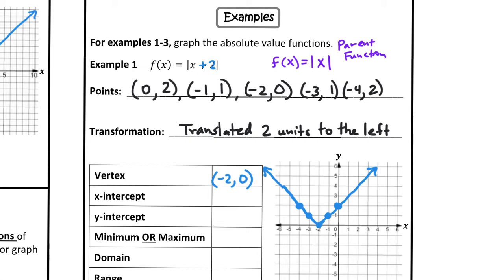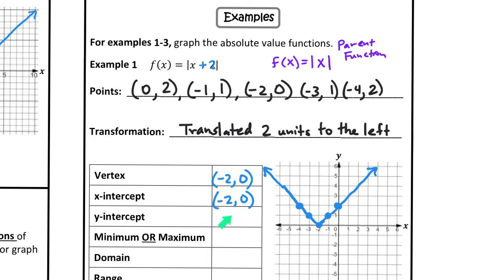Now some other things change, right? It's asking about the x-intercept. Where does the graph intersect the x-axis? Well, it's at the same location as the vertex, right? It hits the x-axis at the same location where the two lines meet.